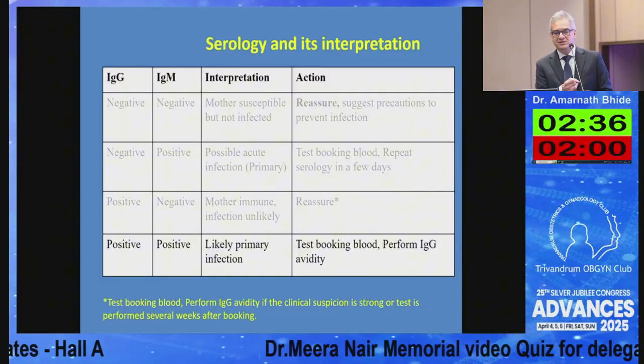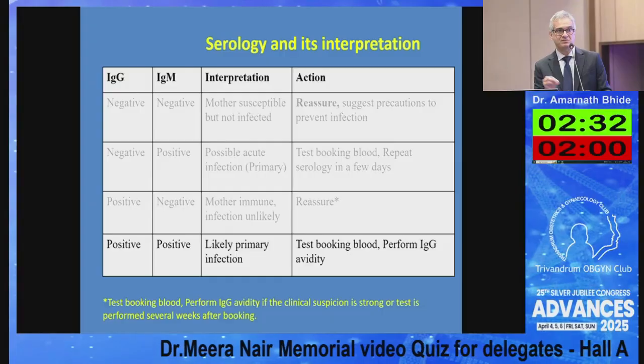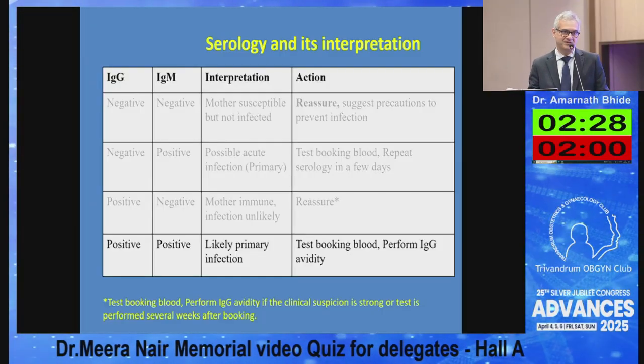Lastly, positive IgG and positive IgM. An IgG with low avidity with IgM positivity indicates likely primary infection.